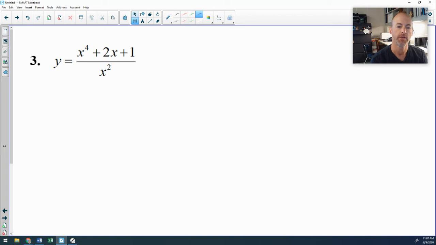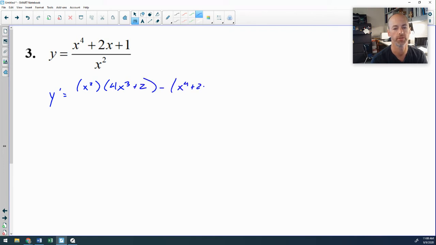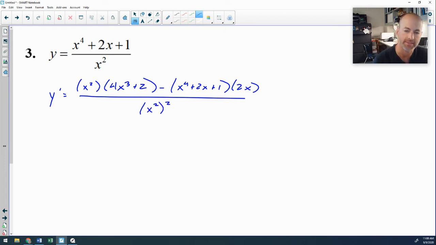So this quotient rule, number 3, if I dive straight into the quotient rule, which we can because this is a quotient as it's written, this derivative would be low. So I'm going to copy my bottom function, d high, 4x cubed plus 2, minus high, x to the fourth plus 2x plus 1. D low is 2x, all over low, and x squared squared would be x to the fourth, but I'm just going to be lazy and leave it like that. That is a correct derivative. There's nothing wrong with that, and that is acceptable.